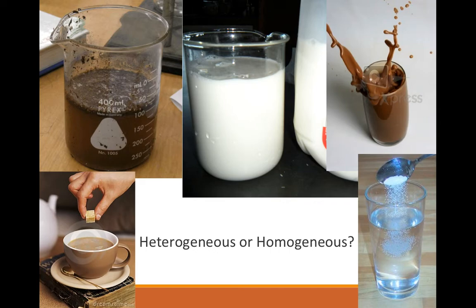So here are some examples of heterogeneous or homogeneous mixtures. As you can see here, some of them are pretty hard to determine. This you probably would think, well, that's a heterogeneous mixture because it's not evenly distributed. This would probably be a homogeneous mixture. However, it's really a heterogeneous mixture. So let's go ahead and take a look at what we're talking about.